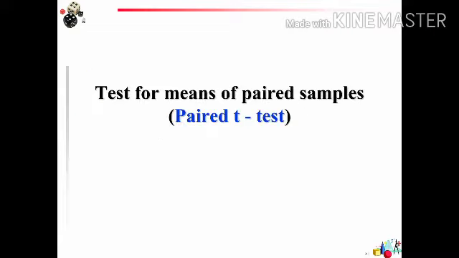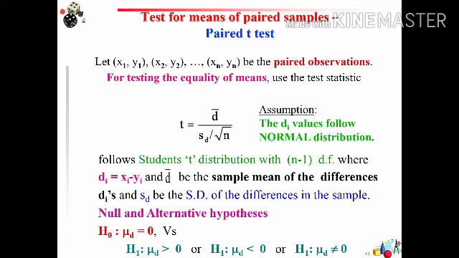Next topic is the test for means of paired samples. So we are applying the paired t-test. What do you mean by paired observation? For example, the SBP value of patients before and after giving a drug. So this type of data is considered as paired observations. So let's start with the details of this section. Test for means of the paired samples, paired t-test.